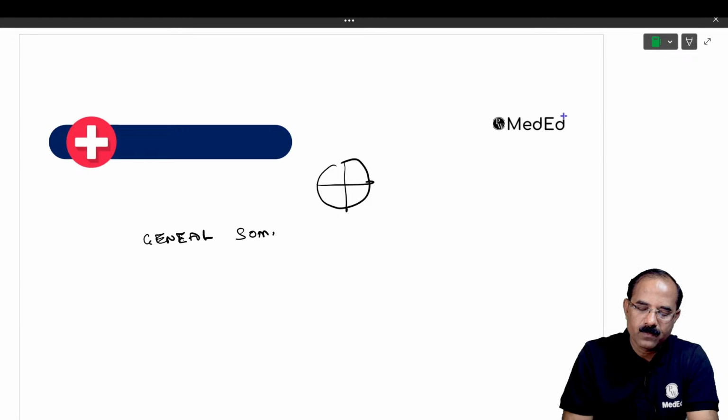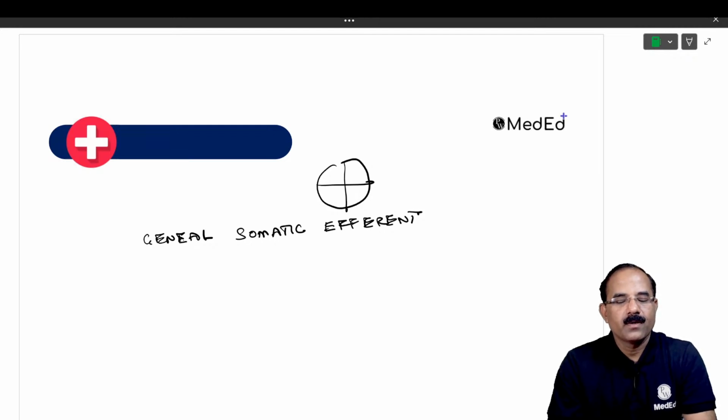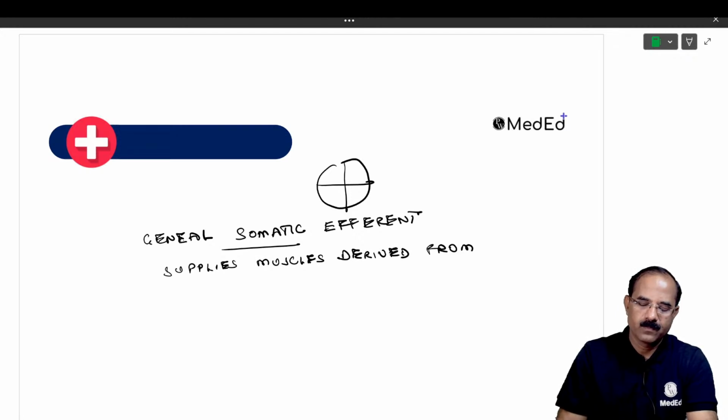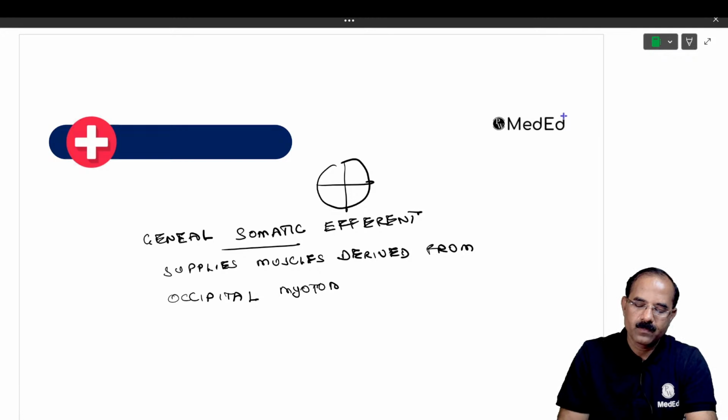General somatic efferent. General somatic efferent supplies the muscles derived from occipital myotomes.